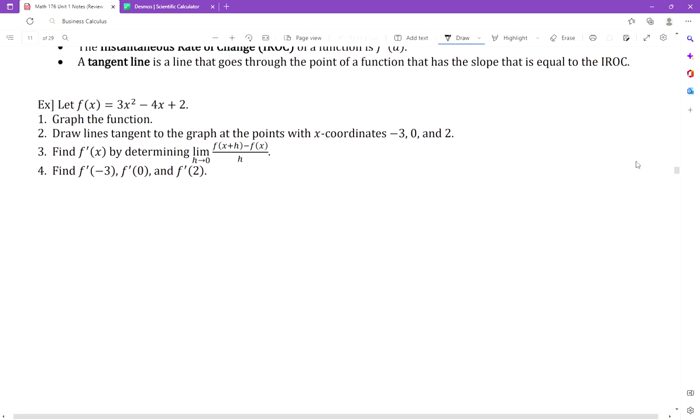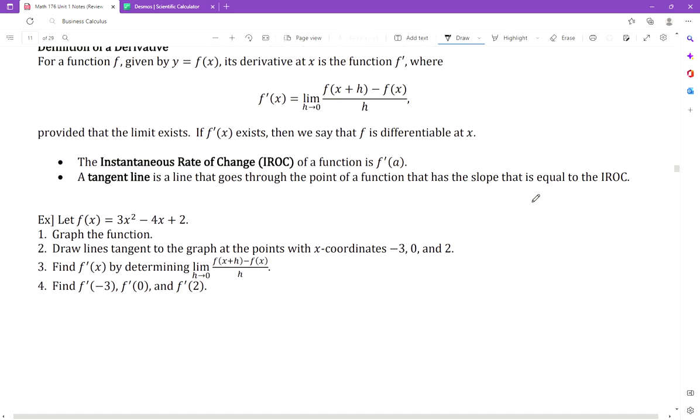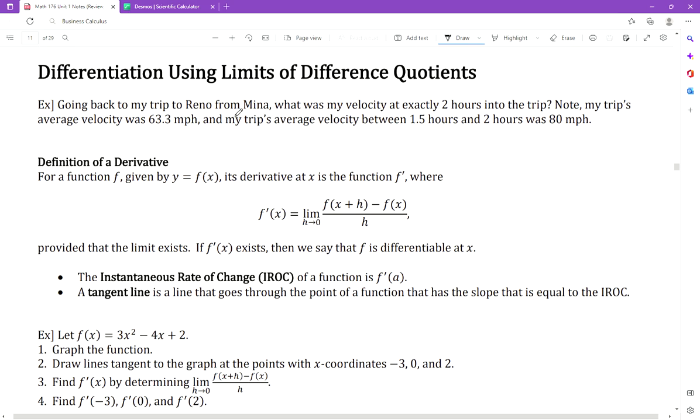Hello everyone, and welcome to our video on instantaneous rates of change and the definition of a derivative. So derivatives come from our difference quotient. I'm going to box this up first.